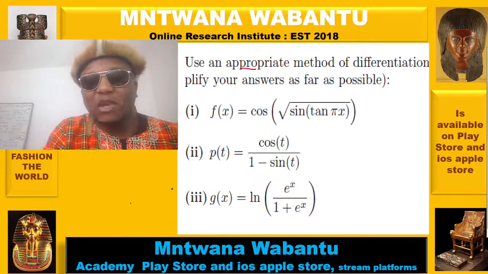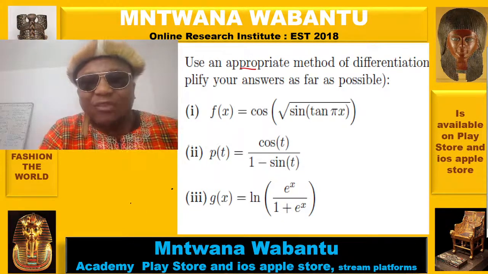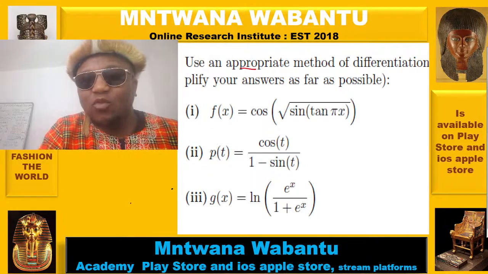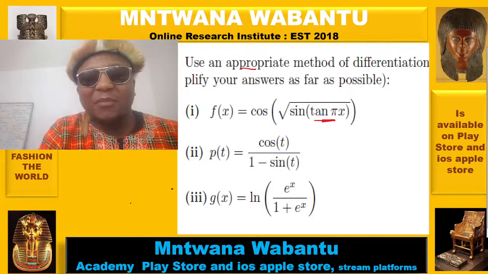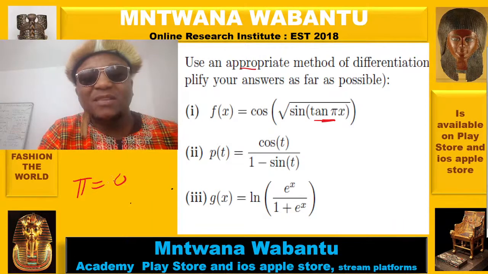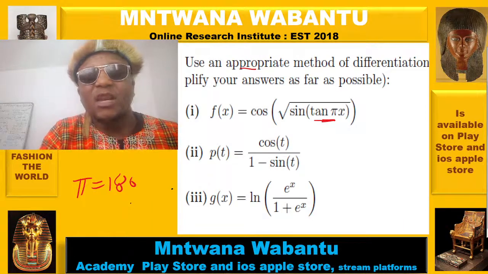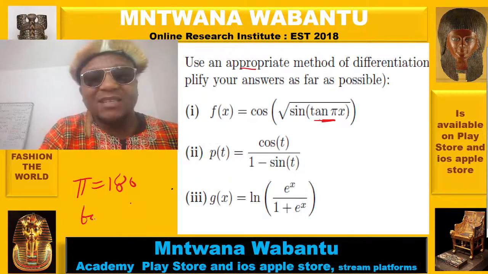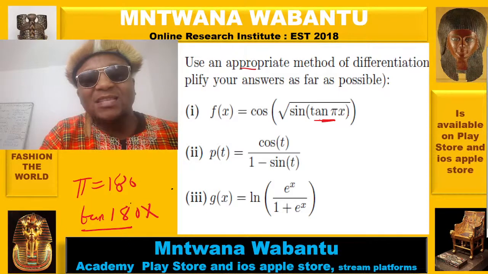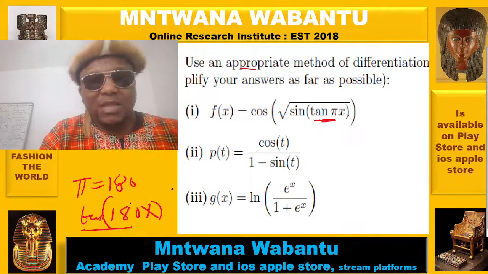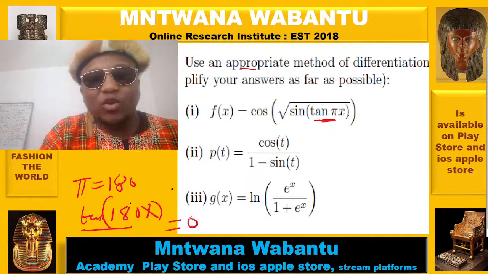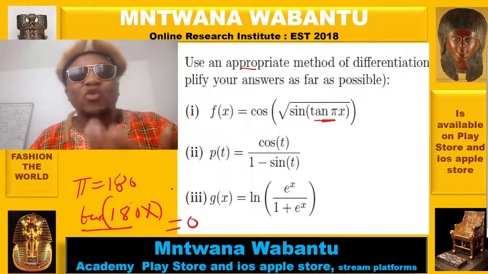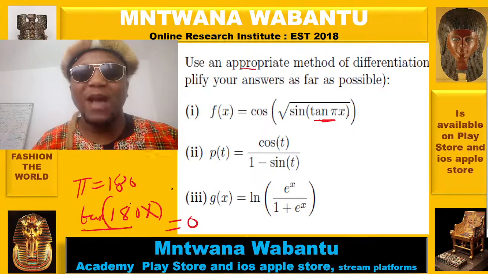But before we start with the rules, for the first question, I don't need rules like that. I just have to know what is the tan of pi. First, what is pi? Pi, meaning in math, pi means 180 degrees. So if I have tan pi x, it's like saying tan 180 x. But tan of 180 equals 0. So before you differentiate, we know tan of pi x is going to be equal to 0.